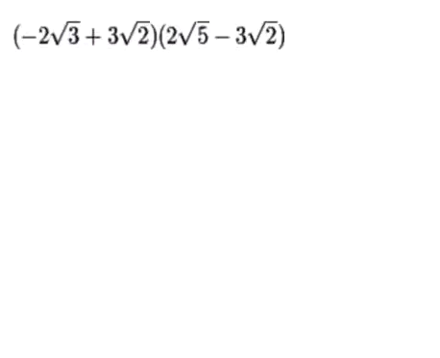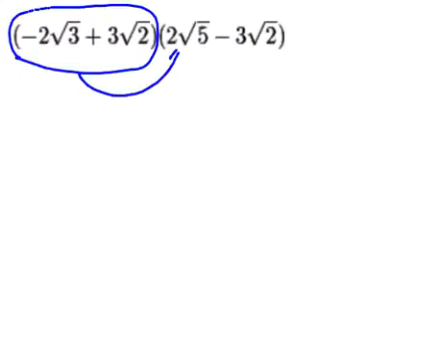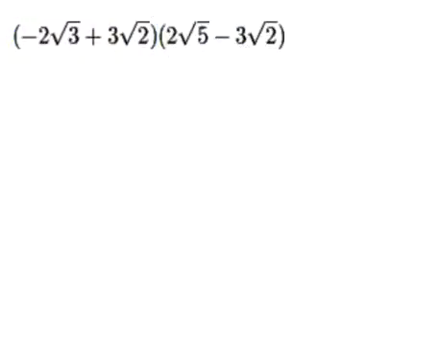Okay, here we go on this question. On this particular question, we are going to be doing the distributive property again. But instead of distributing just one factor, we actually are going to be distributing this whole thing. So this gets multiplied times the 2 square root of 5, and this gets multiplied times the 3 square root of 2. Okay, so let's get started on that.